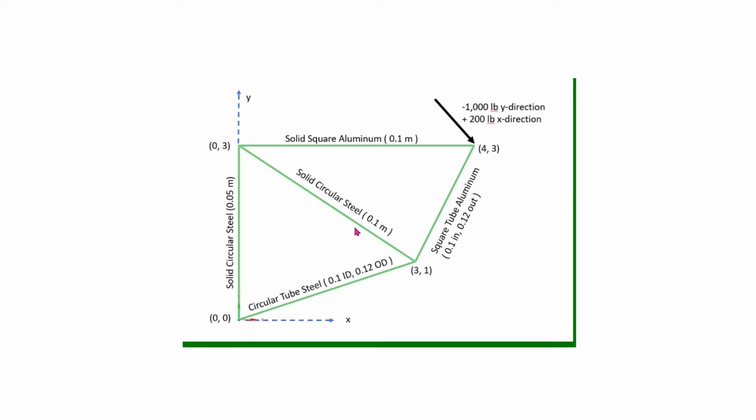The truss is loaded with a single point force of 1,000 pounds in the minus Y direction and 200 pounds in the plus X direction. The lengths of the beams are indicated in parentheses, where the length of this beam is 3 meters, the length of this beam is 4 meters.